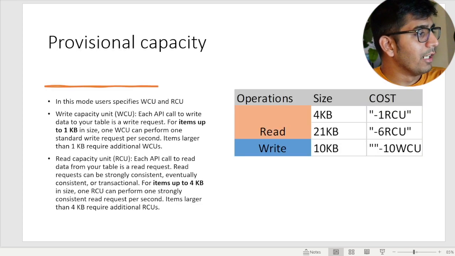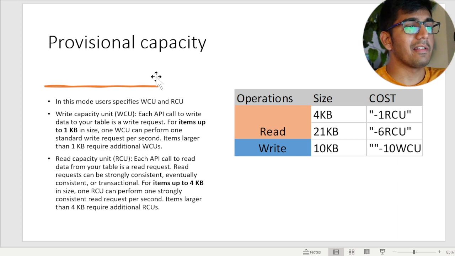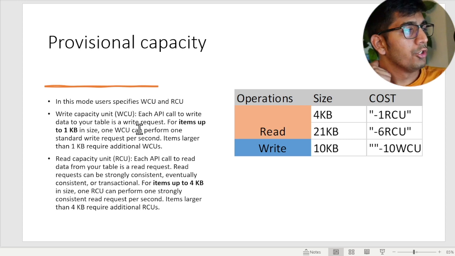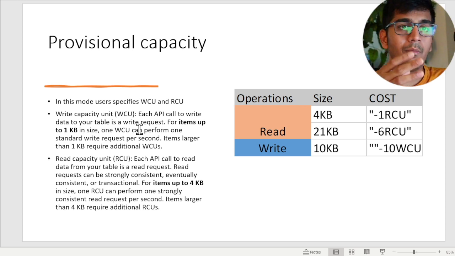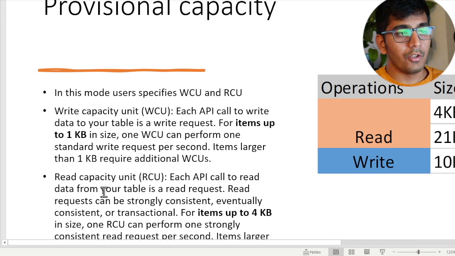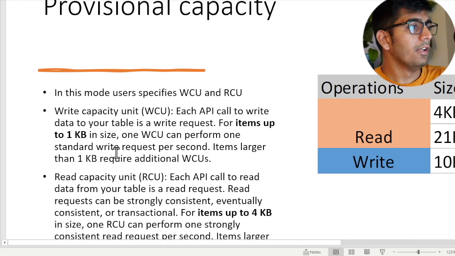The second mode that we have is called provisioned capacity, and I'll talk about what that means. Here you determine how much capacity you want to set for DynamoDB, and once the capacity is exceeded, DynamoDB will throttle your requests. So how does DynamoDB charge you money? There's a concept of WCU and a concept of RCU. Let's read some technical definitions and then we'll explain them in an easy way.